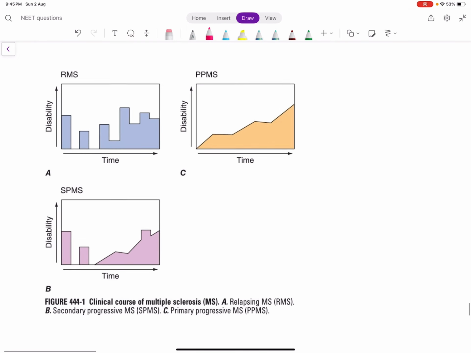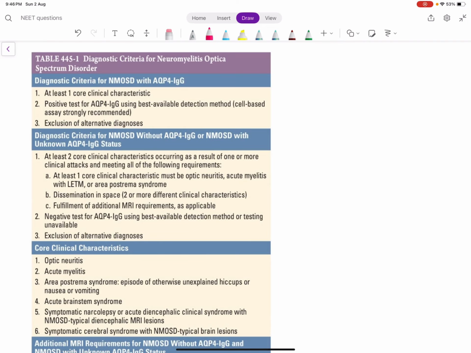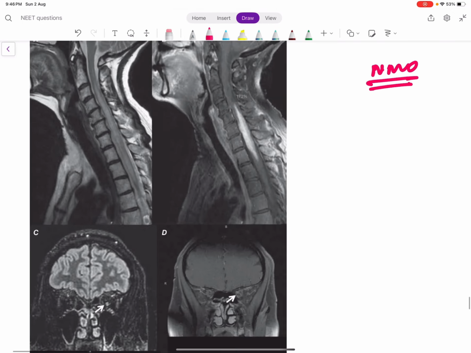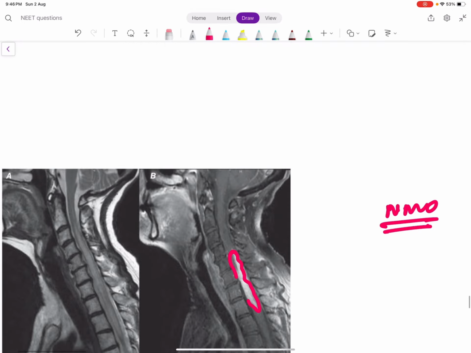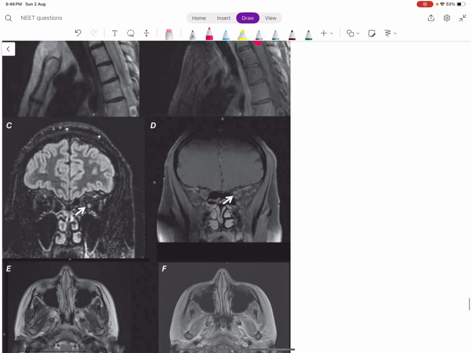So what is the difference between neuromyelitis optica and MS? There is another criteria for neuromyelitis optica. It is diagnosed when there is a core clinical characteristic, that is, a few places that are very typical for neuromyelitis optica involvement. One is LETM, longitudinally extensive transverse myelitis. Transverse myelitis is involvement of the spinal cord. See, a long area is involved. You saw in multiple sclerosis, only a small area is involved. You can see here a long area is involved.